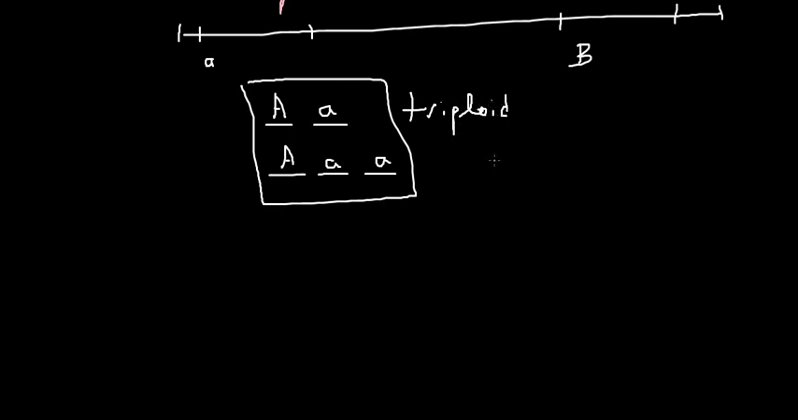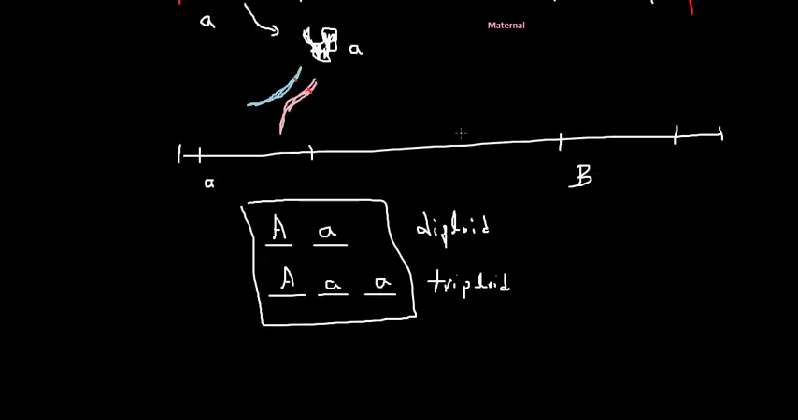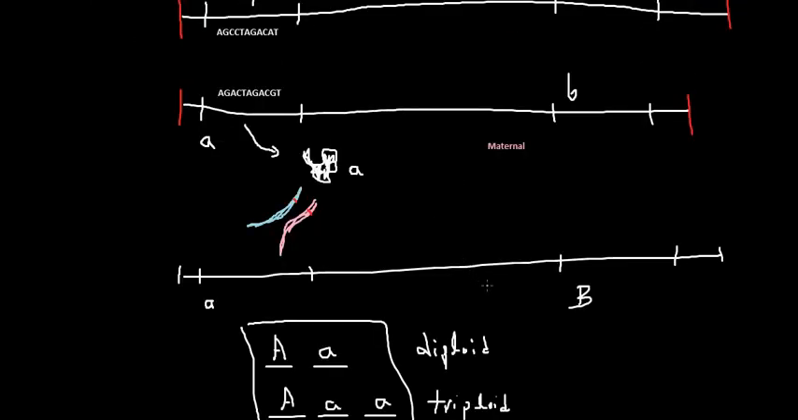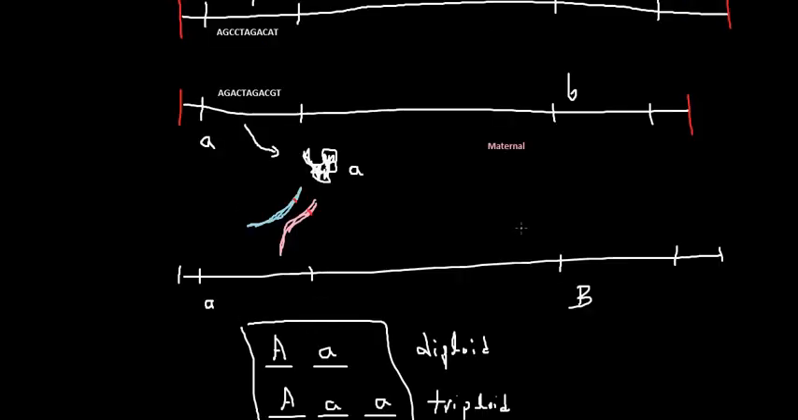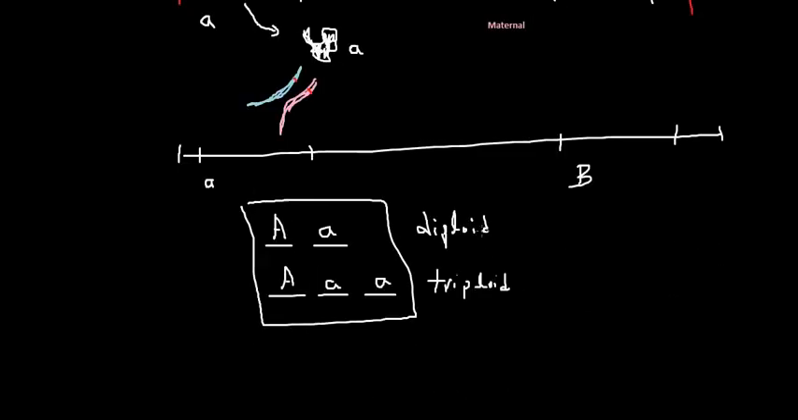Oh, I just got that backwards. All right, let's back up for a second. I keep doing this. Triploid means you have space for three alleles, and diploid means you only have space for two. So this is what it would look like.